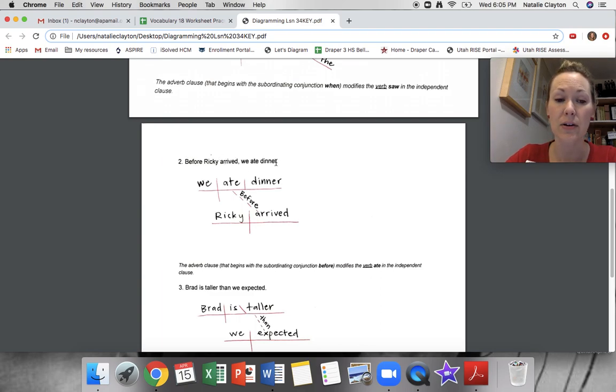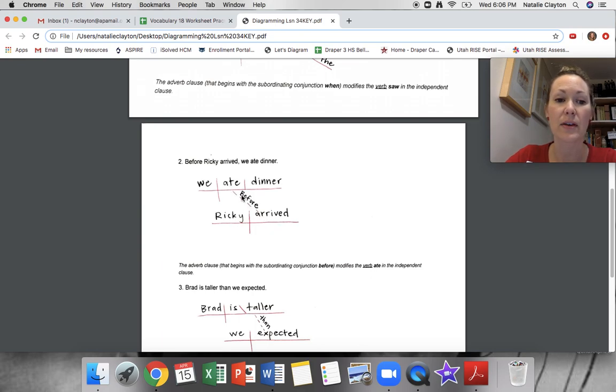So we ate dinner. Here's our independent clause. We ate dinner. When did we eat dinner? Before Ricky arrived. So we get our subject and our verb over here, Ricky arrived, and then our verb from the subordinate clause or the dependent clause will connect back to the word that it's modifying, which is ate. When did we eat? Before Ricky arrived. So you're connecting that back.